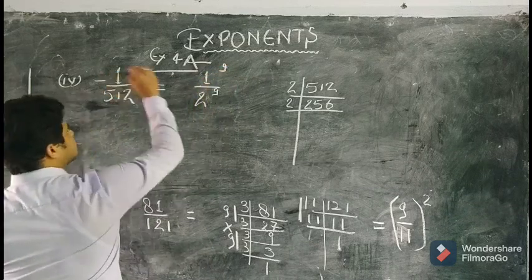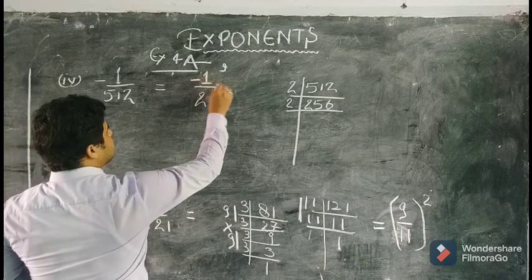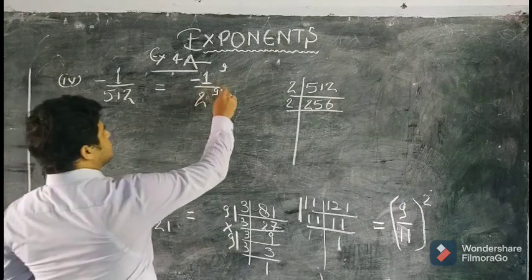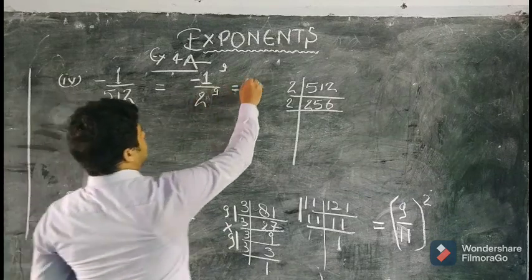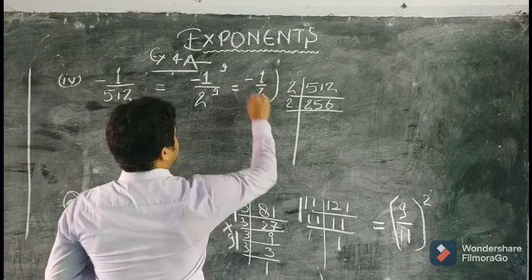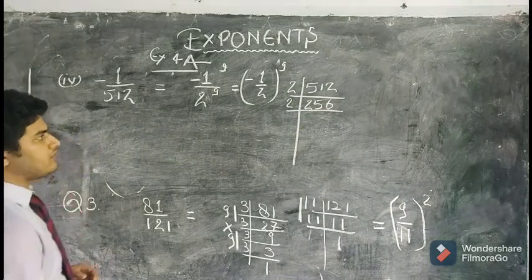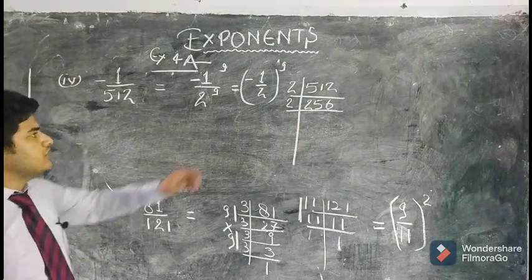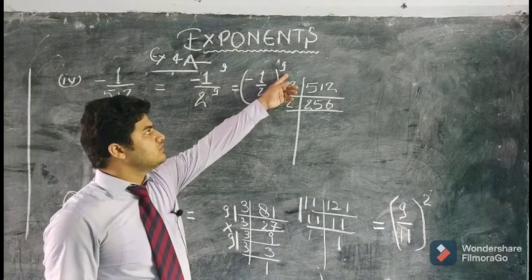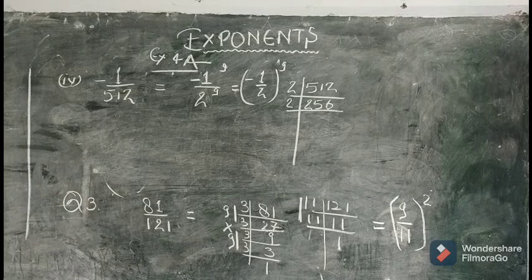But here is a minus sign, so there must be a minus sign. So minus 1 to the power 9. Now minus 1 to the power 9 and 2 to the power 9 can combinedly be written as minus 1 by 2 raised to the power 9. Now see, the negative number's power is an odd number, so the answer is coming out to be a negative number. You can check it also.